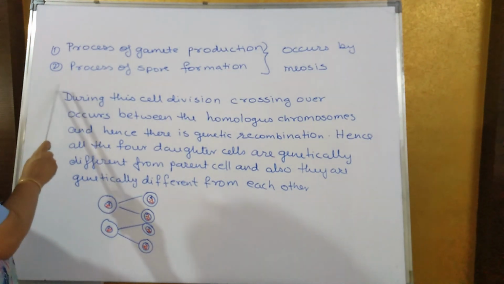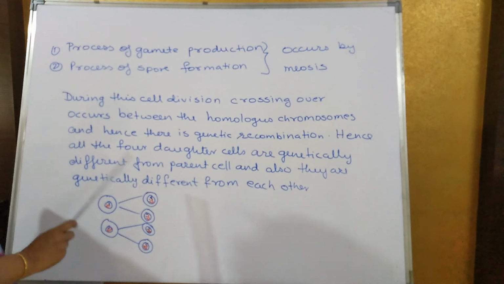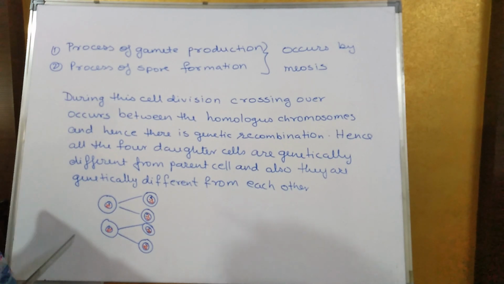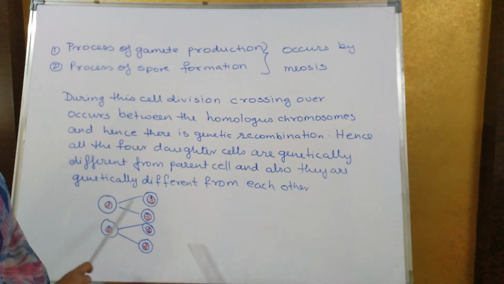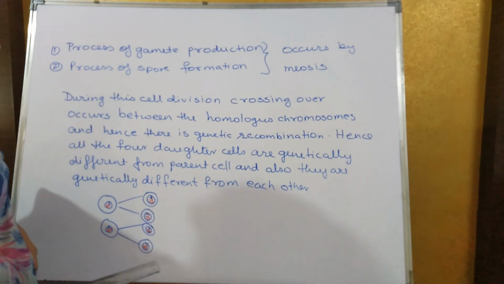So the most important thing about meiosis is that all the 4 daughter cells don't look similar to each other, and all the 4 daughter cells also don't look similar to their parent cell. This is because of genetic variation, which leads to evolution.